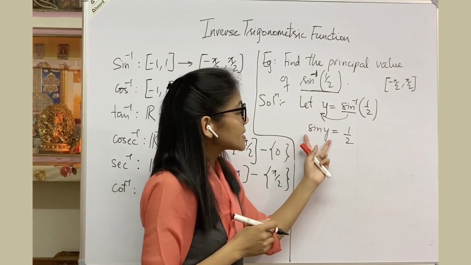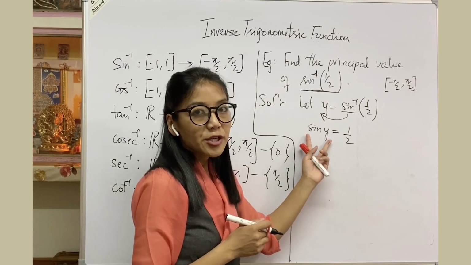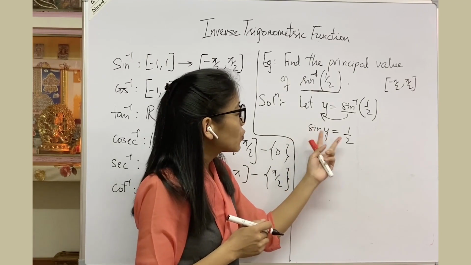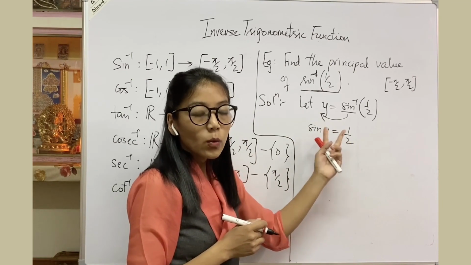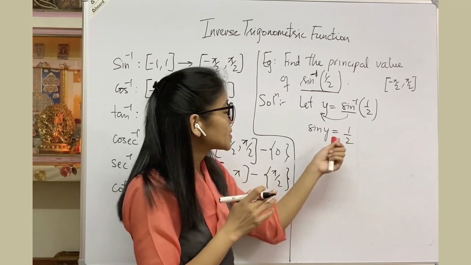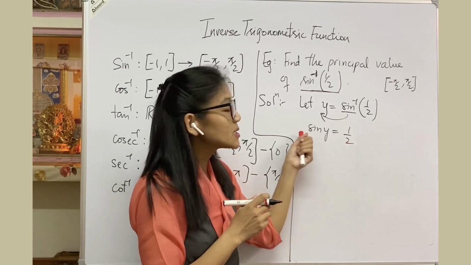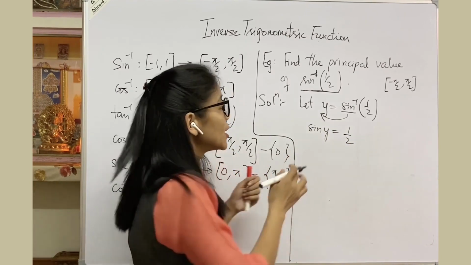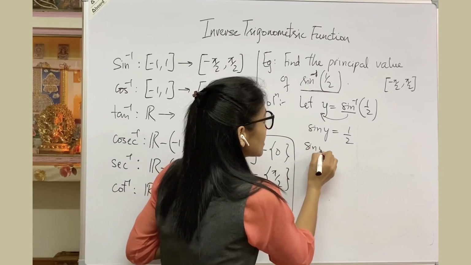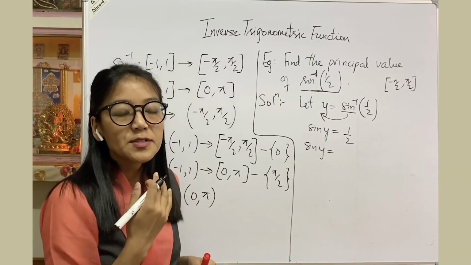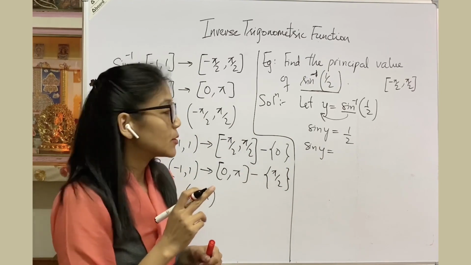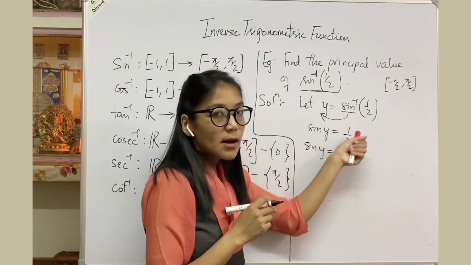Now my left hand side is in terms of the trigonometric ratio sine, okay? So therefore, I will try to express the right hand side in terms of sine. Why am I expressing the right hand side in terms of sine? Because my left hand side is in terms of sine. So now I will write sine y is equals to, now half, if you want to express that in terms of sine, so sine 30, okay? Sine 30 is half, right?